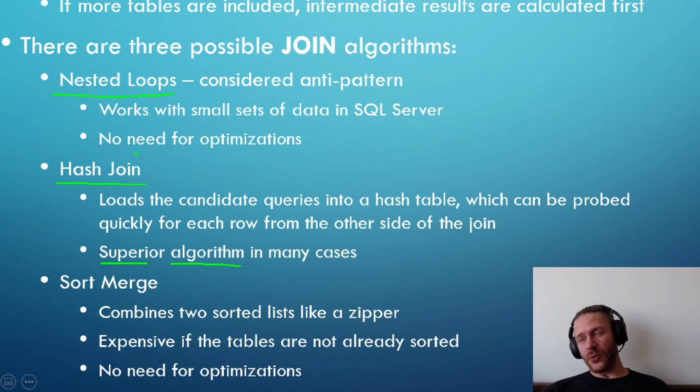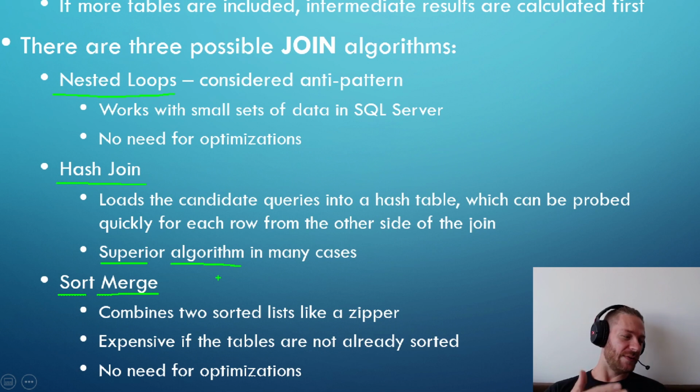And we can optimize hash joins in a way. If we see a hash join in our execution plan, we may decide to optimize it if we are not satisfied with the performance of a particular query, but more on that later. The third algorithm for join operations is the so-called sort-merge operation. First, SQL Server needs to sort the tables and then combines them like a zipper.